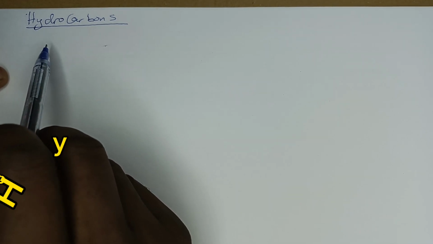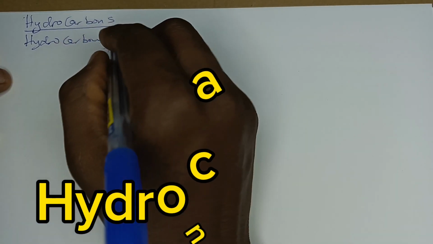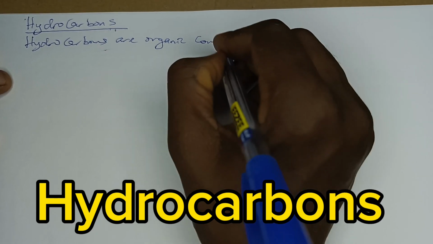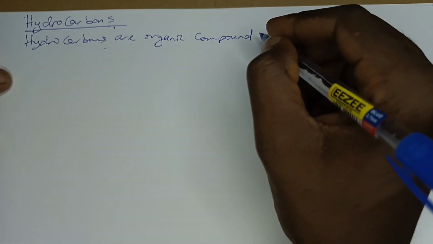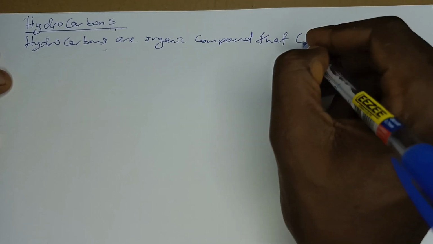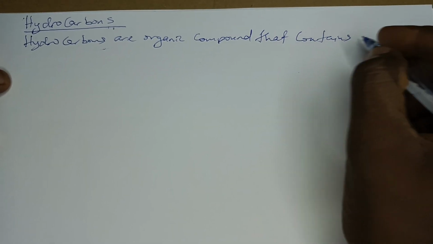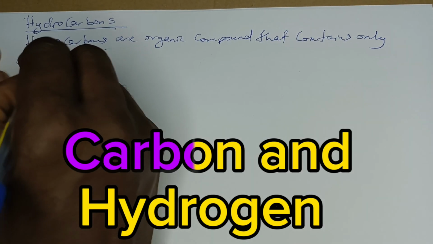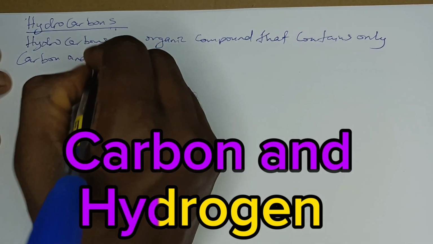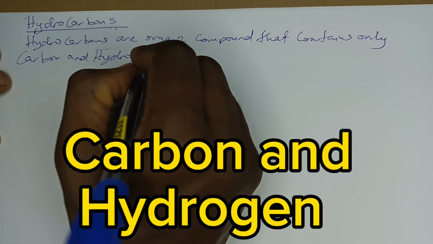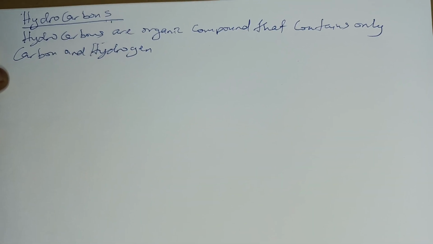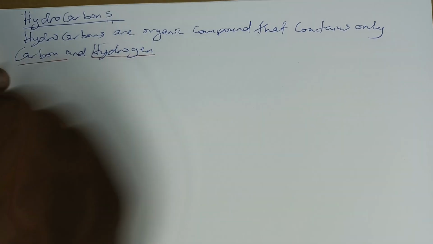In today's video, we'll be discussing hydrocarbons. Hydrocarbons are organic compounds that contain only carbon and hydrogen. That's why we have the name hydrocarbons.